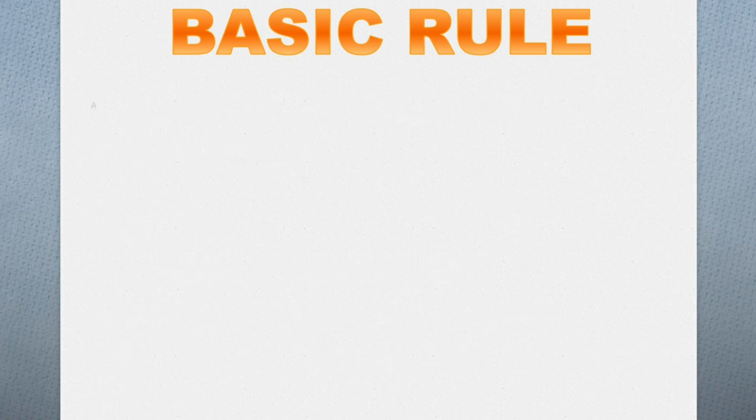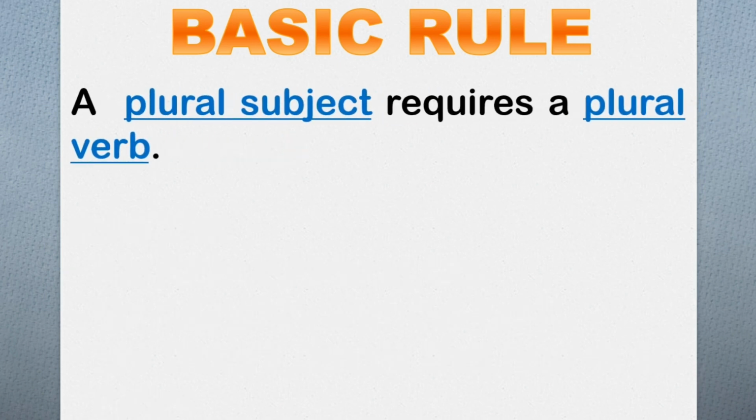So again, this is the first basic rule. A singular subject requires a singular verb. A plural subject requires a plural verb. When we say plural, balikan lang natin. When we say plural subject, it ends with s, es, or ies. It requires a plural verb. Pag sinabi naman nating plural verb, just the stem of the verb. Walang s.